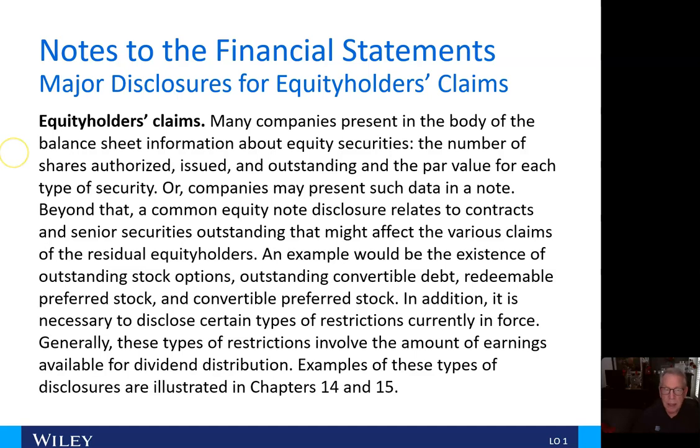In addition, it is necessary to disclose certain types of restrictions currently in force. Generally, these types of restrictions are going to involve the amount of the earnings available for dividend distribution. And we covered examples of these types of disclosures in chapters 14 and 15.